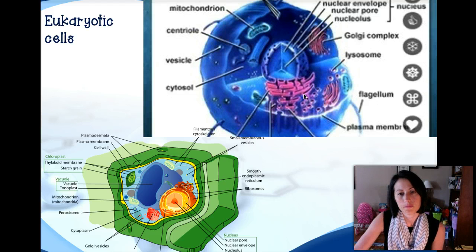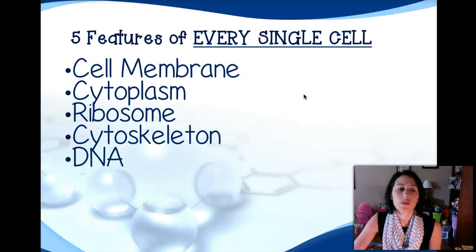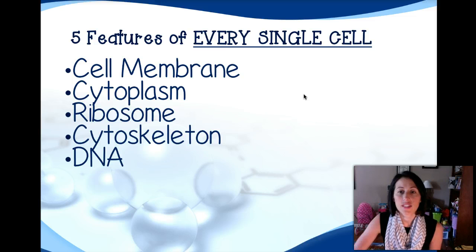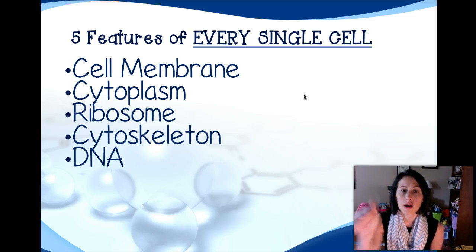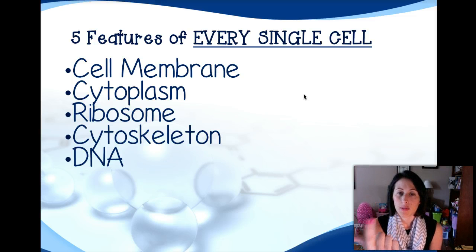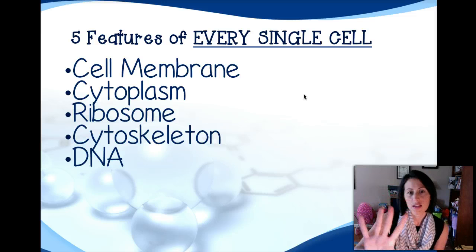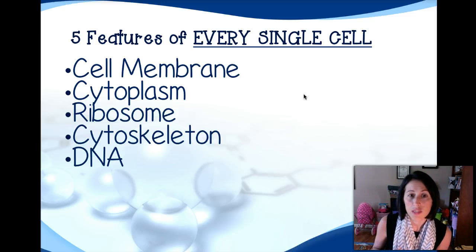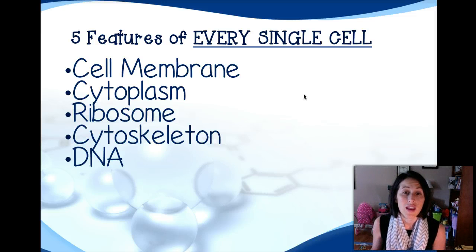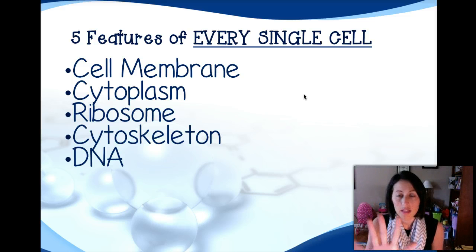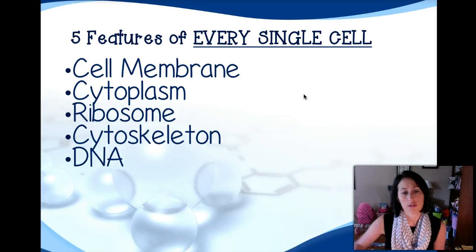All right, so quickly we're going to go through the 5 features that every single cell has, okay? A cell membrane, cytoplasm, ribosomes, cytoskeleton, DNA. Every single cell will have these things. So if I ask you to compare and contrast prokaryote and eukaryote cells, in the very middle of that Venn diagram should be these 5 things, and some other things possibly, but these things are going to be the thing that every single cell has in common, okay?